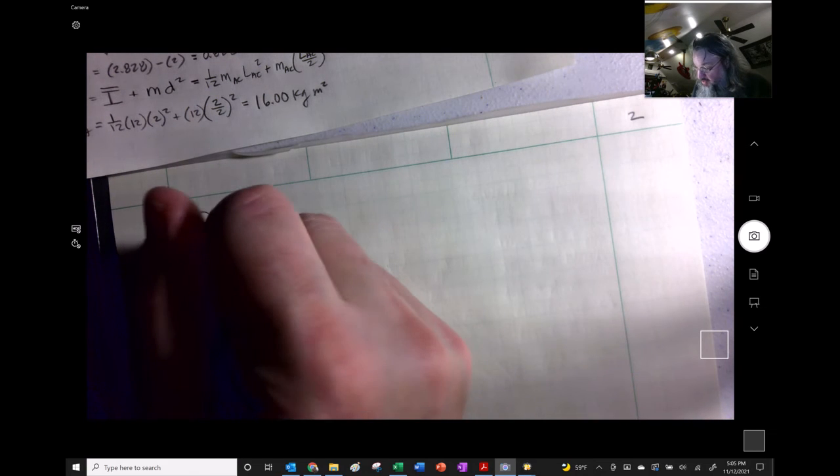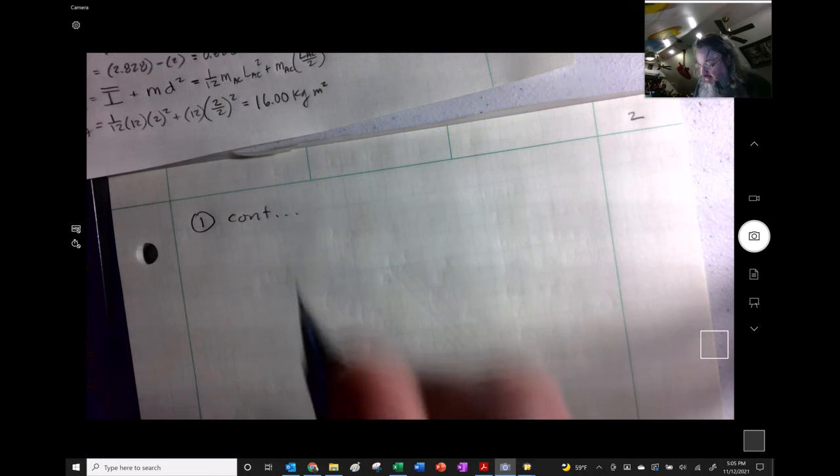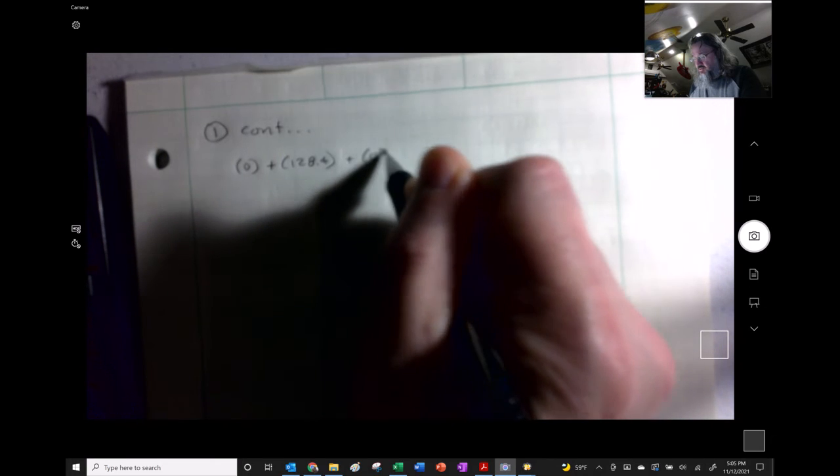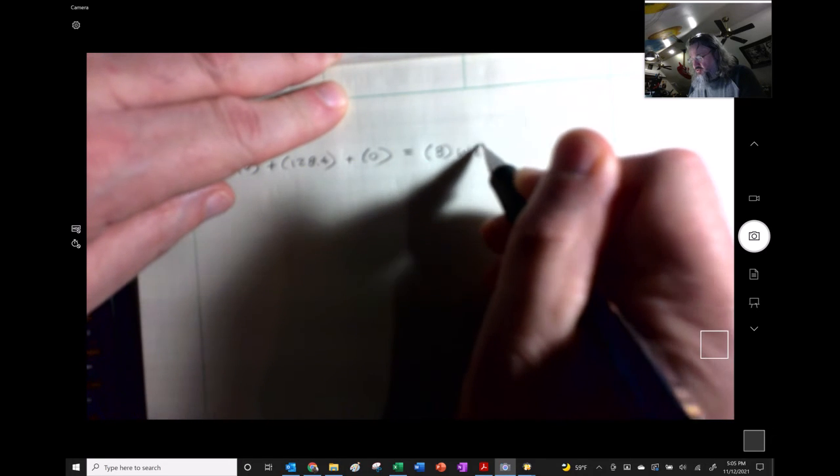This is problem 1, continued. So, let me see here. We're filling out this equation right here, entering all the parameters in that equation. So we get 0 plus 128.4 plus 0 equals, all right, so this would end up being 8 omega 2 squared plus 13.73.